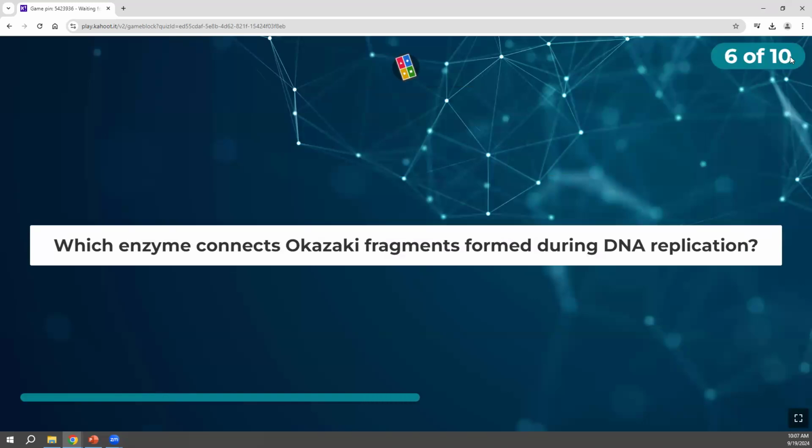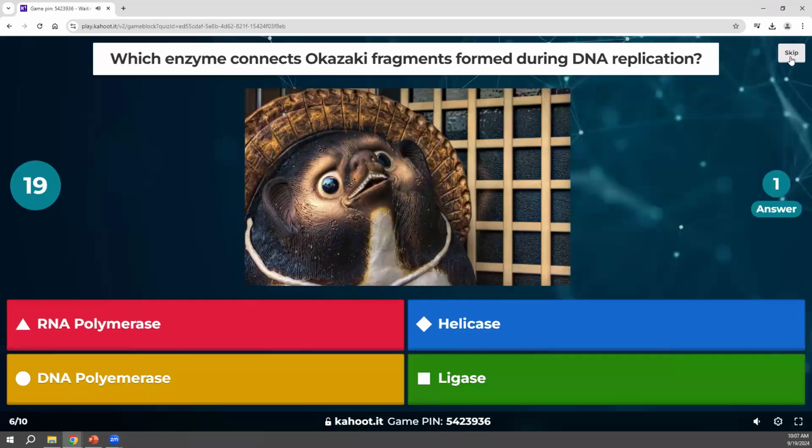Which enzyme connects the Okazaki fragments that are formed during DNA replication? This does involve understanding a little bit about that DNA replication process.